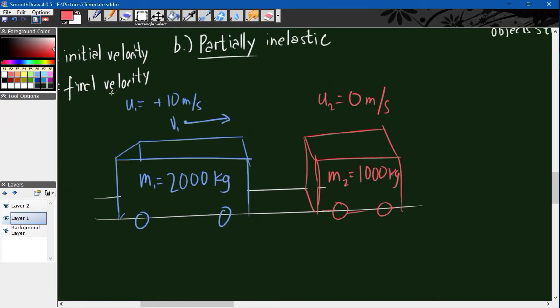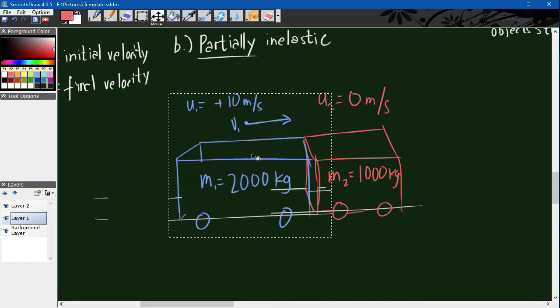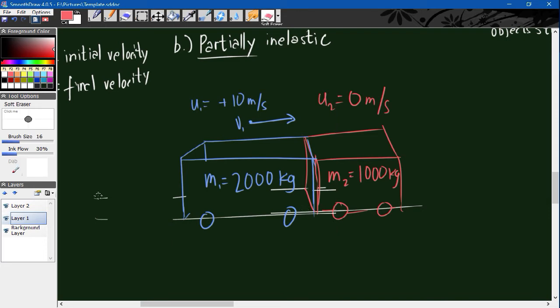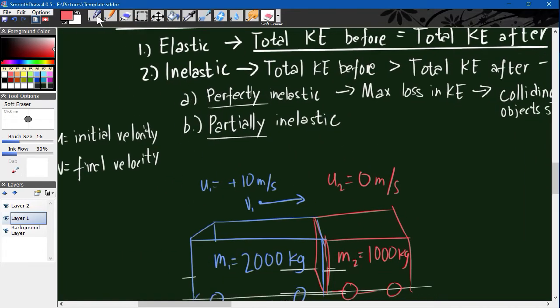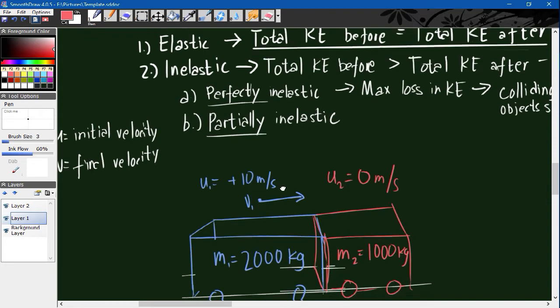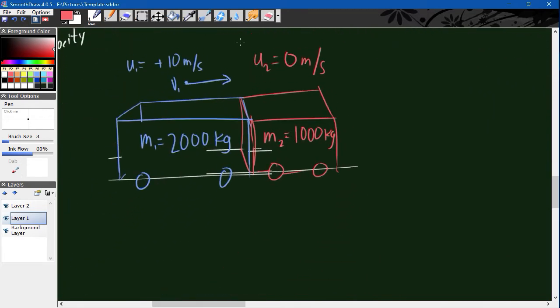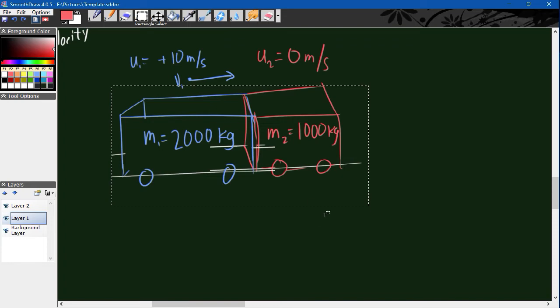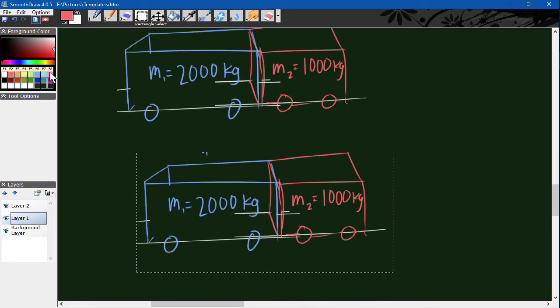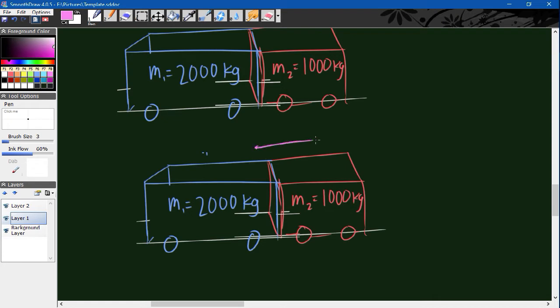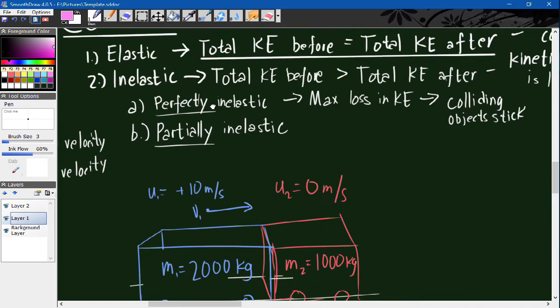And then, in a tragic accident, this blue car hits the red car, and then it sticks to it. The blue car sticks to the red car after the collision. So this is a case of a perfectly inelastic collision. After sticking together, they have this common velocity. Let's use purple. They are moving at this common velocity, v. And then we want to know what this v is.